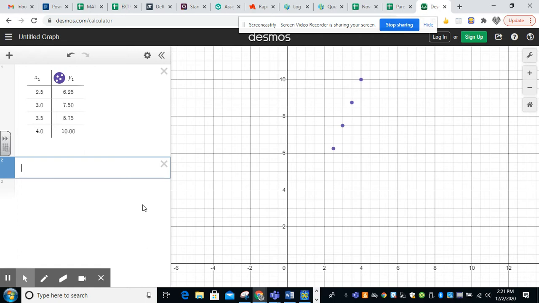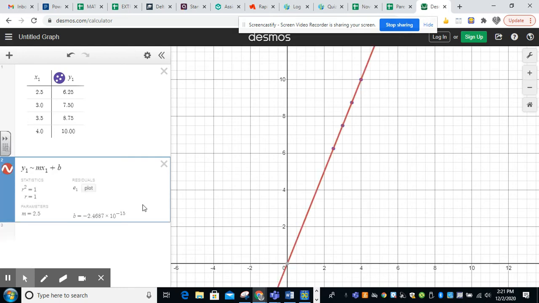So I'm going to put y1 is approximately, or it's called a tilde, it's the little sign beside of the 1, m x1, I have to put the 1 there, plus b. Notice that instead of y equals mx plus b, I had to use a y1 for this, and a tilde symbol, the symbol beside of the 1. m and then x1, because this is an x1, plus b. And here they gave me my equation, my m or my slope is 2.5.